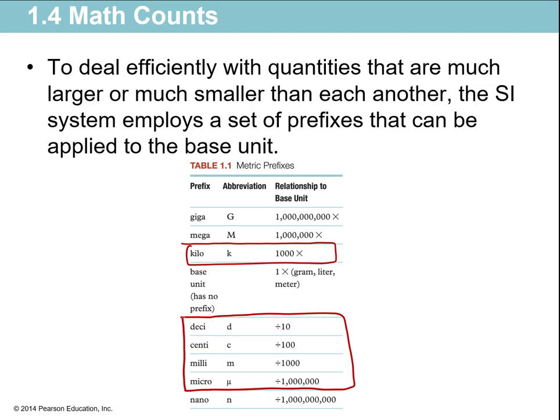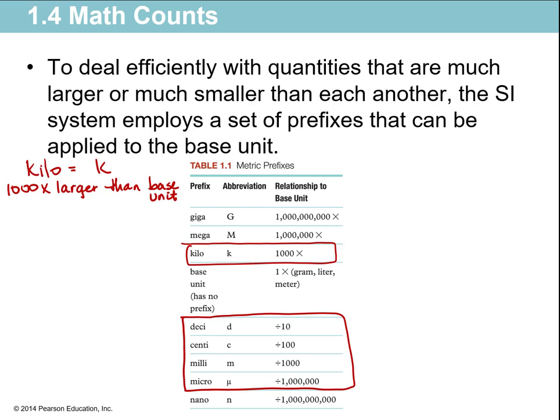The first one, kilo. So kilo, a little k is its abbreviation. So having a prefix kilo in front of a base unit means that it is 1,000 times larger than the base unit. And base unit is a meter, liter, or a gram. So the base unit is just a unit of length, volume, or mass, just with no prefix. So meter, liter, or gram would be considered the base unit.